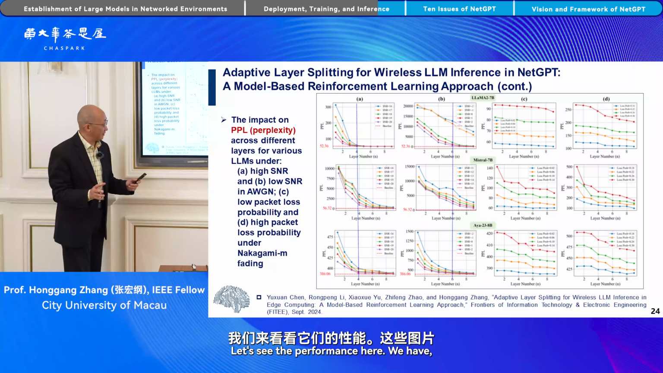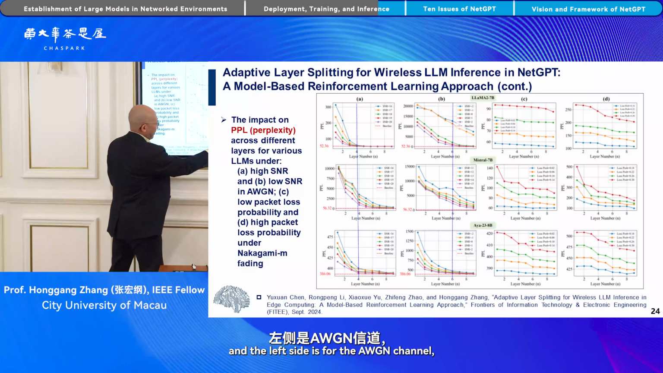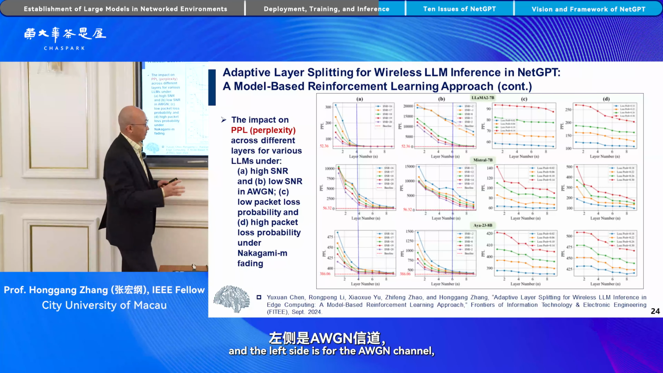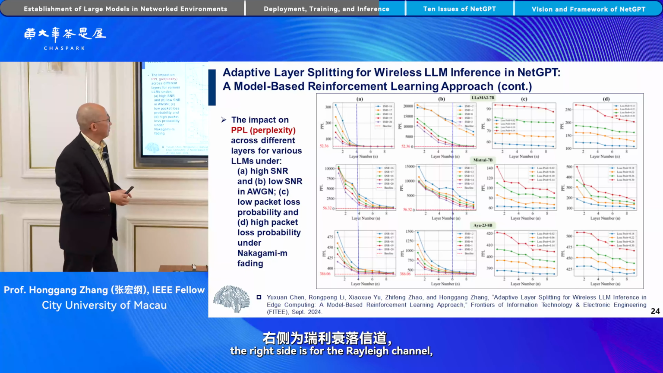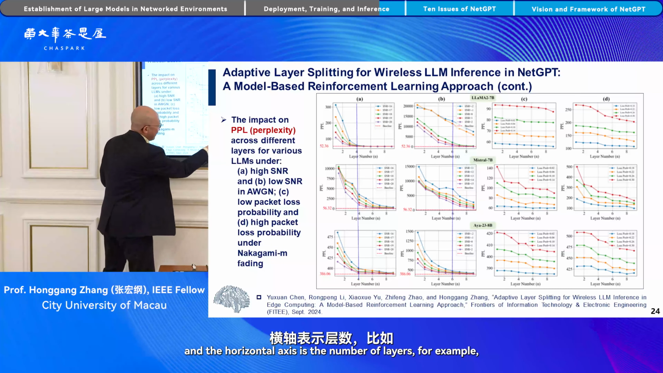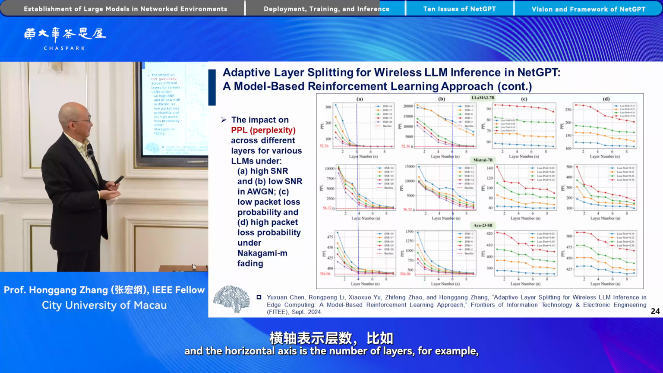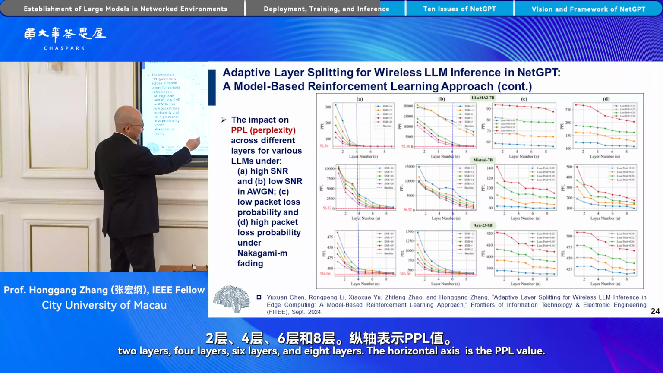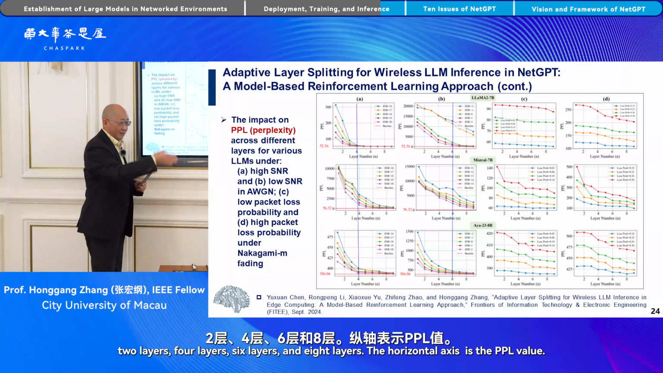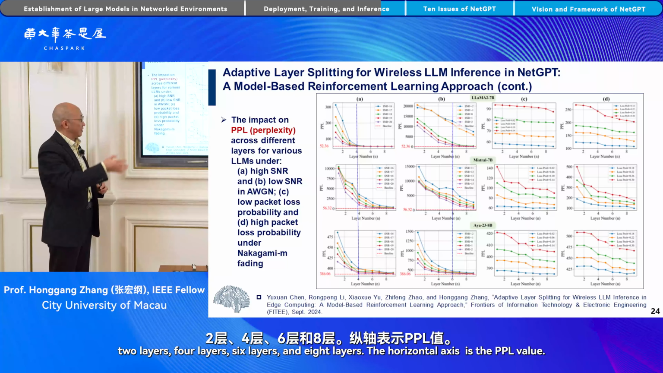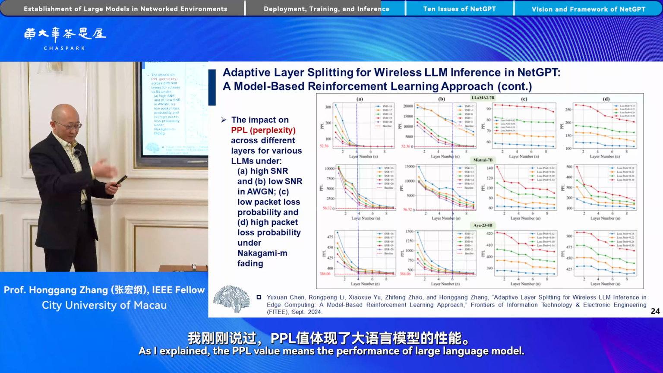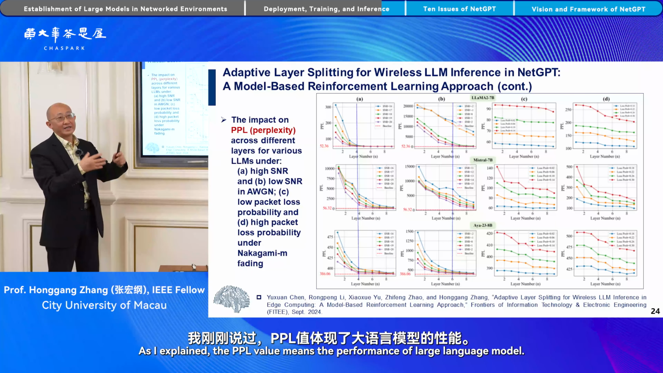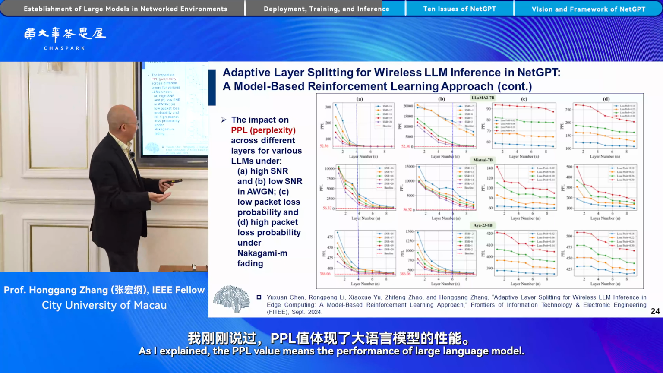Let's see the performance here. The left side is for the AWGN channel, and the right side is for the Rayleigh channel. The horizontal axis is the number of layers, for example 2 layers, 4 layers, 6 layers, and 8 layers. The vertical axis is the PPL value. As I explained, the PPL value means the performance of the large language model.